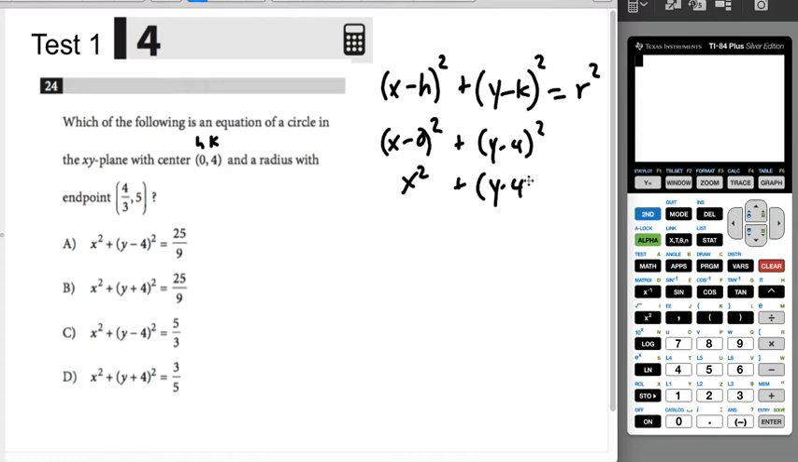So right away, I can rule out 2 of the answers, right? I can rule out the answers that have a plus. So it's not B and it's not D. That's 2 answers that I can rule out right away.